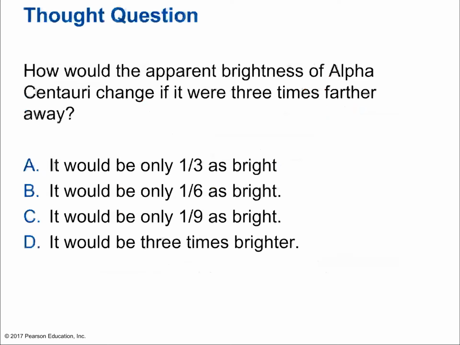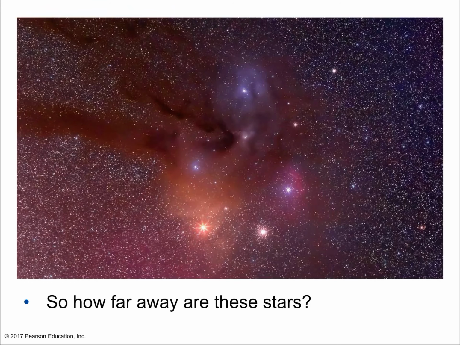Okay? Okay, so how would the apparent brightness of Alpha Centauri change if it were 3 times further away? Think about the formula. Think about how it's proportional to distance. It's not directly proportional, so we know it's not going to be 1/3. It's going to be 1/9, because if you triple the distance, you divide the luminosity or the apparent brightness by 9. If you quadruple the distance, you divide the apparent brightness by 16 because you just square whatever the distance is. Okay? So how far away are these stars?